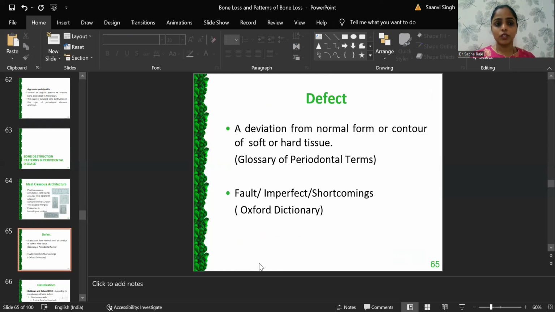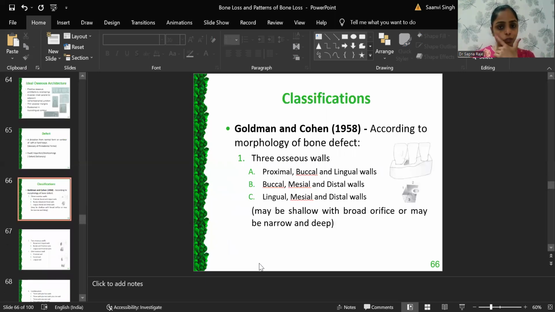Then different types of defects. A deviation from normal form or contour of soft or hard tissues, or fault, imperfection, shortcoming. Different types of defects like one wall defect, two wall defect, and three wall defect. According to Goldman and Cohen, according to the morphology of the bone defect, there are three osseous walls: proximal, buccal, and lingual walls. Buccal, mesial, and distal walls, and lingual, mesial, and distal walls.